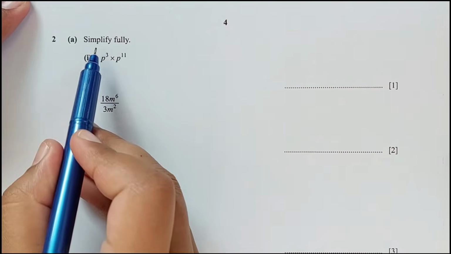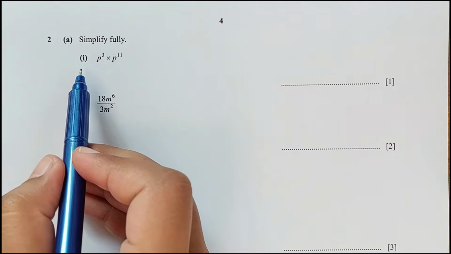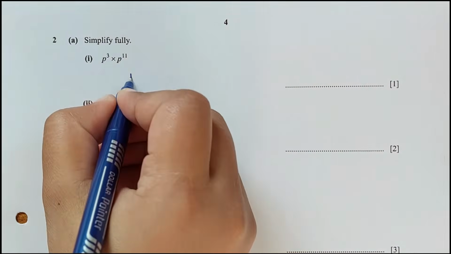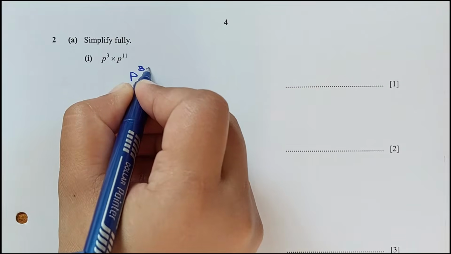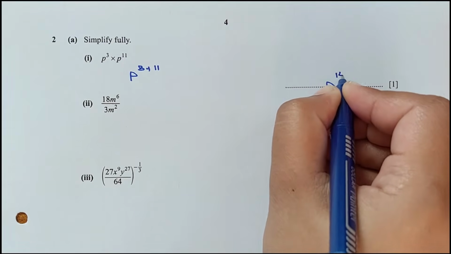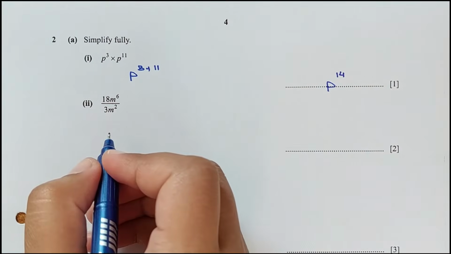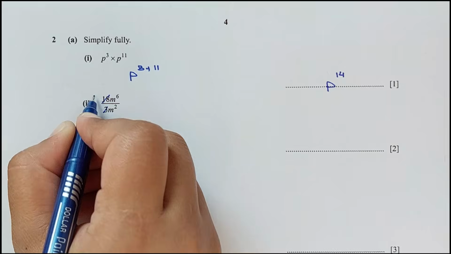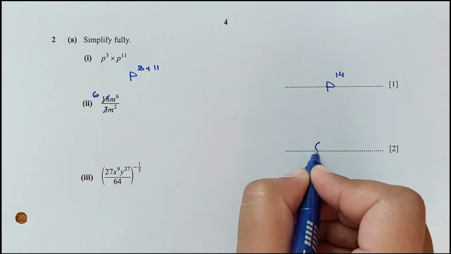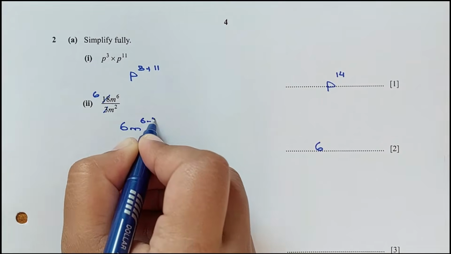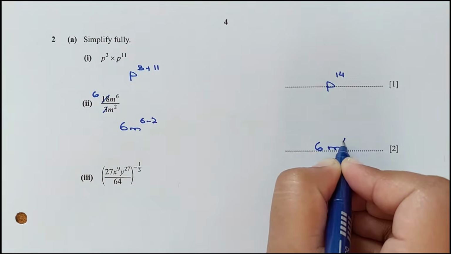Question number 2, part A, simplify fully. Number 1, p power 3 times p power 11. So this is p power 3 plus 11, so p power 14. When bases are the same, we can add the powers, right? For number 2, 3 times 1 is 3, 3 times 6 is 18. So we have 6. And m power is 6 minus 2, which is m power 4.